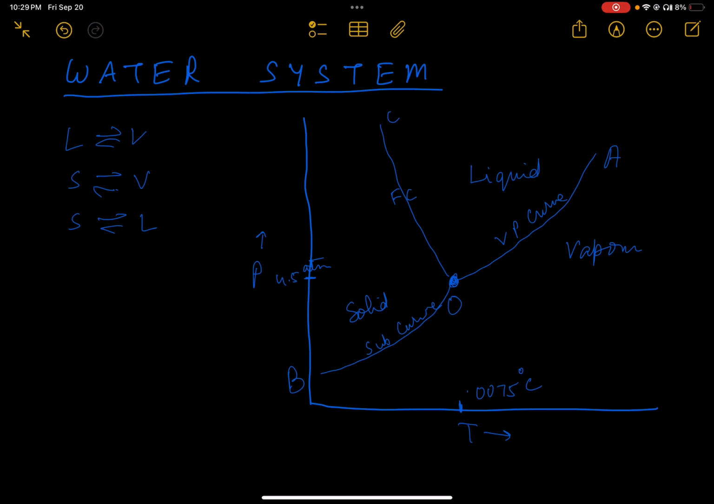The line OC is inclined towards the pressure axis, which indicates that the melting point of ice is lowered by increase of pressure, since the density of ice is less than that of water. Or, in other words, we can say that increase of pressure must lower and decrease of pressure must raise the freezing point of water. It means that while freezing point of water at a pressure of 4.58 millimeter is 0.0075 degrees centigrade, at higher pressure of 760 millimeter or 1 atmospheric pressure, it is reduced to 0 degrees centigrade.